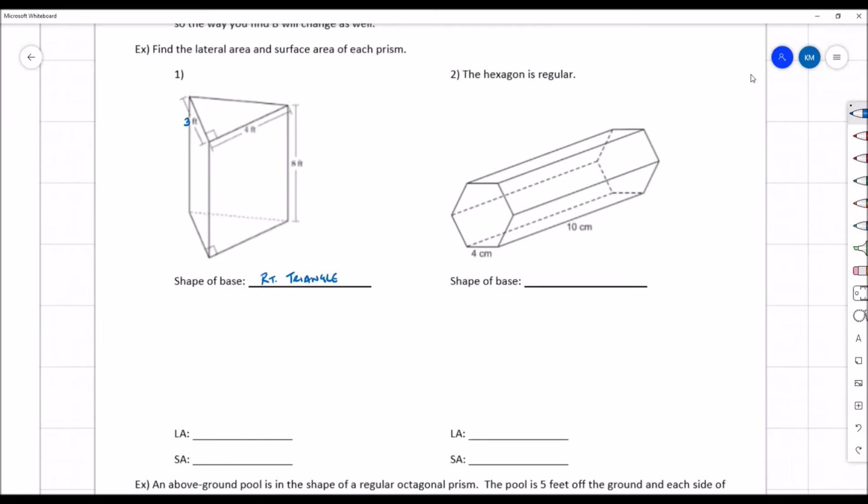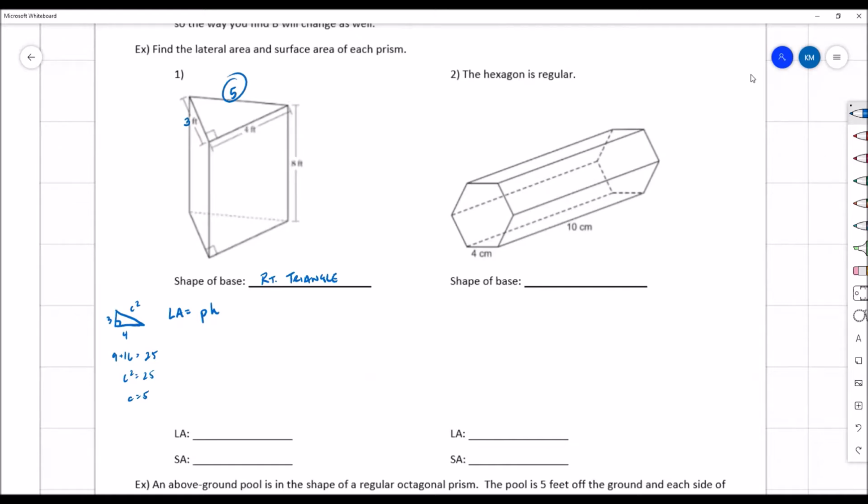Let's do that. In order to find the lateral area, our formula for lateral area was the perimeter of our base times the height of our prism. As we look at this, it is a right triangle, and they gave us two sides, so we can use the Pythagorean theorem to find the third side. This is 3, this is 4. 3 squared, 9, plus 4 squared, 16 should equal c squared. So c squared is 25. c then will be 5. Okay, so we found that out.